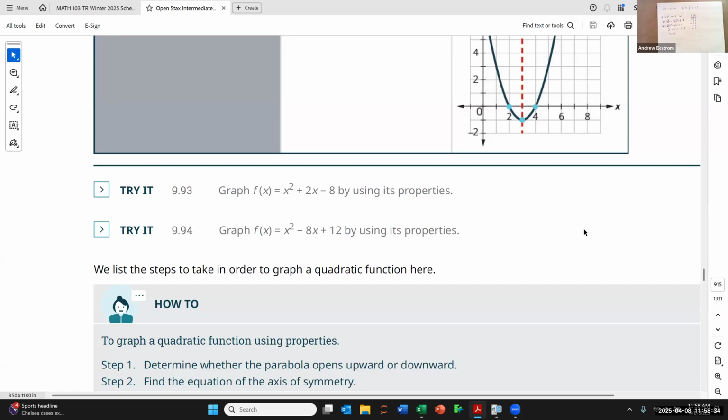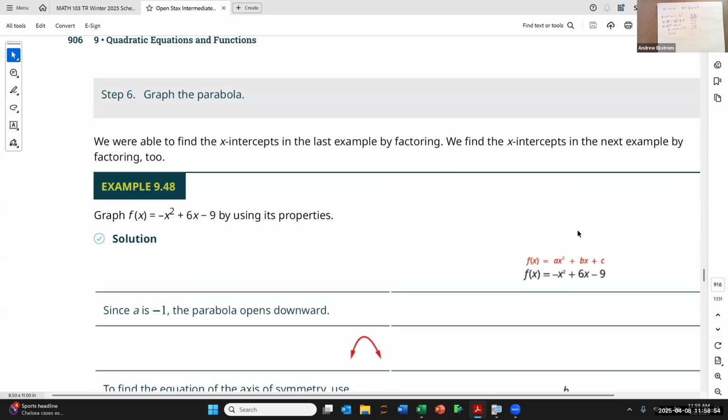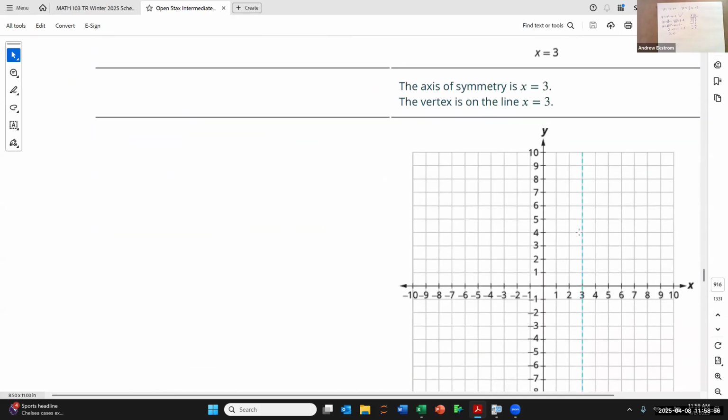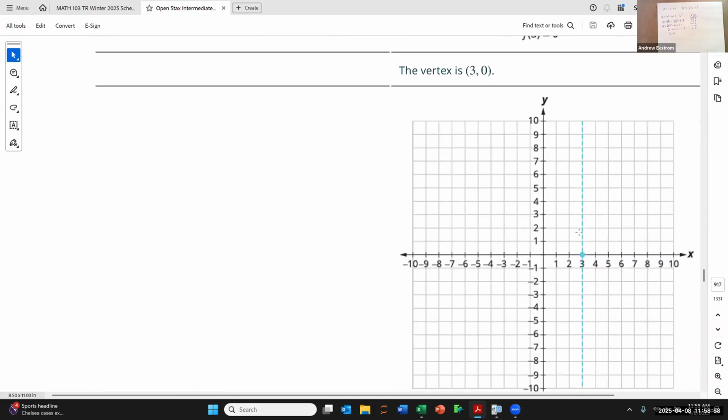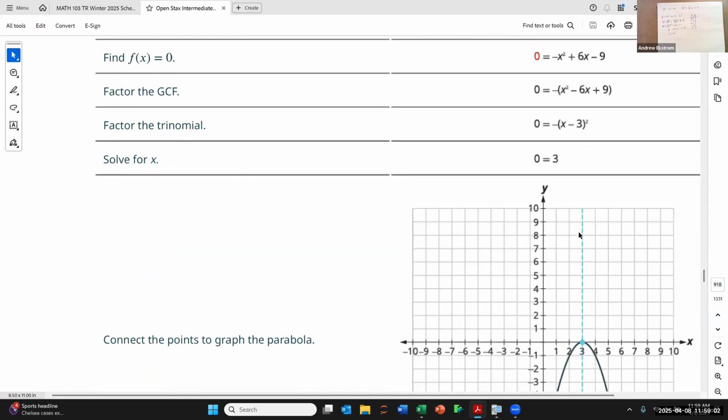Because the a values in both of these are positive, these are smiley faces, which means the apex is the minimum that we're going to be looking for. If that's negative, that's going to be a maximum. Okay. And then there's all this stuff trying to graph everything.